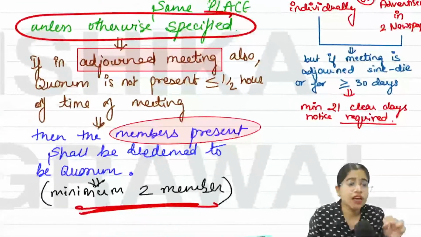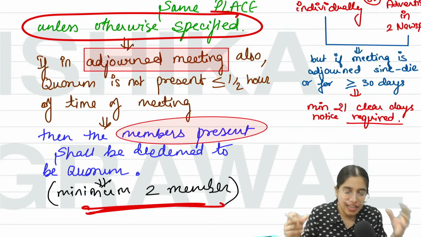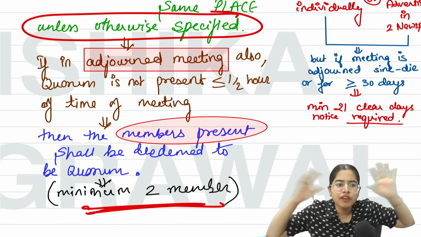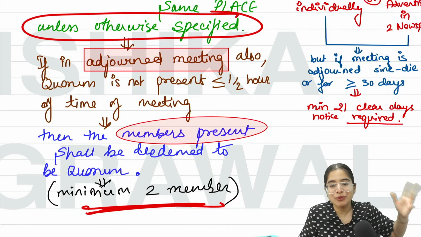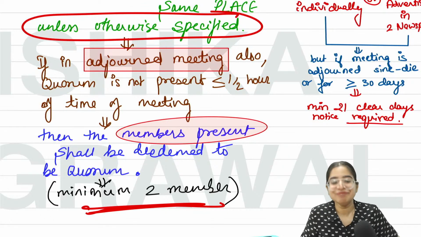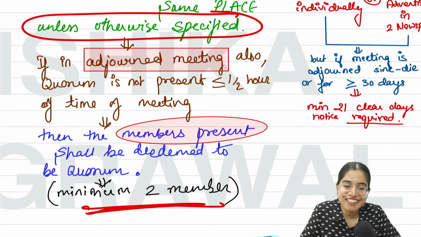But there's one point: if your meeting is adjourned sine die. Sine die is a Latin term. Sine die means for an infinite period. You say, okay, the meeting is adjourned, but you don't know when. Like I said, okay, our class is postponed, but I don't know postponed to which date.